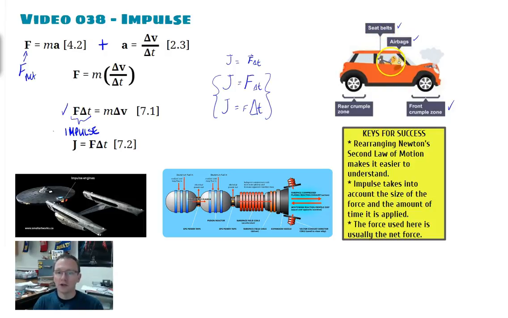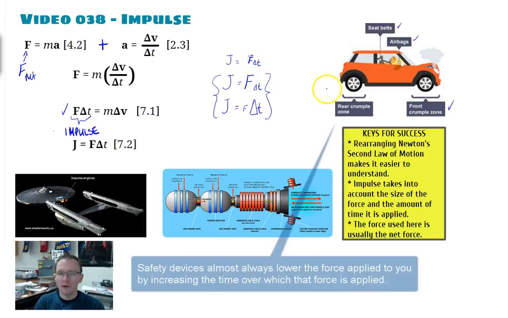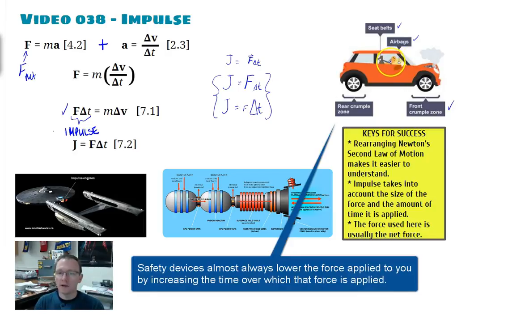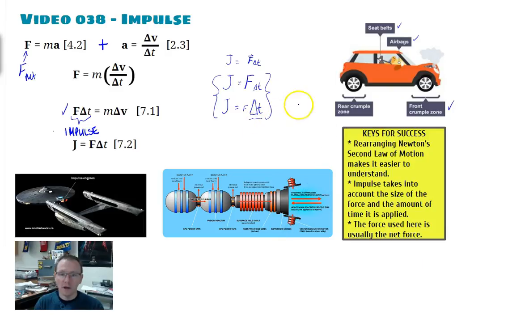Do they change how much your velocity has to change? No. Do they change your mass at all? No. What they change, though, is this delta t right there. In other words, they try to make you stop by applying a smaller force over a larger period of time. And so safety mechanisms all want to make the change in time as large as possible, to try to reduce the force.